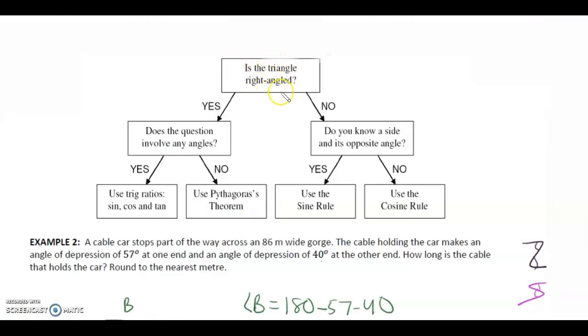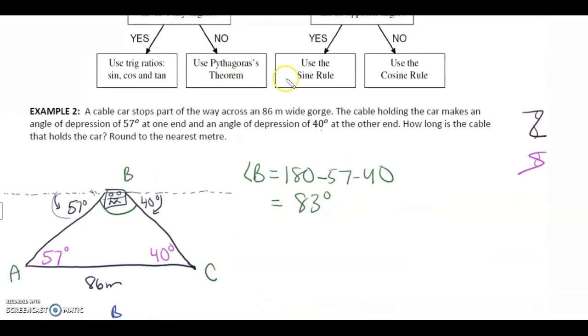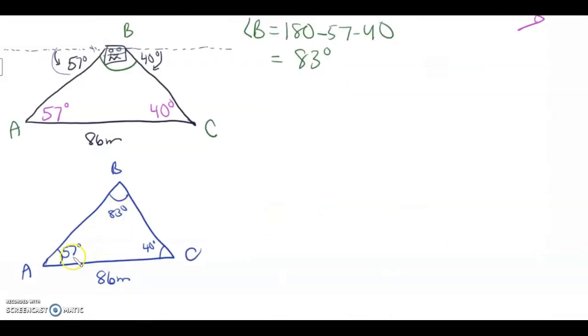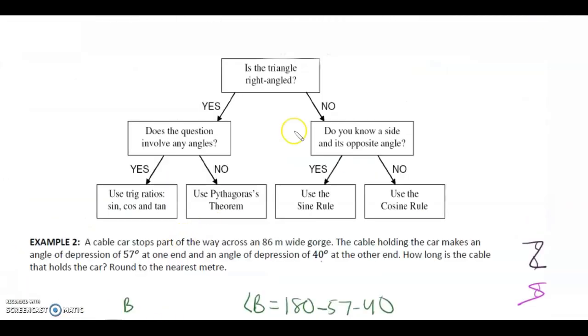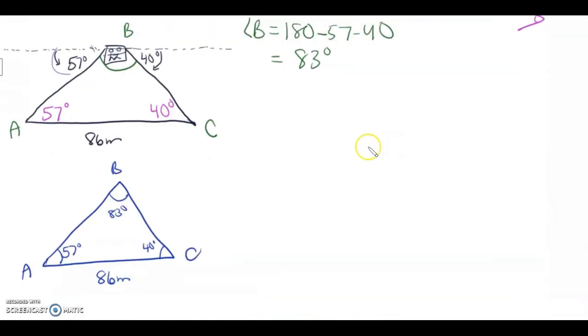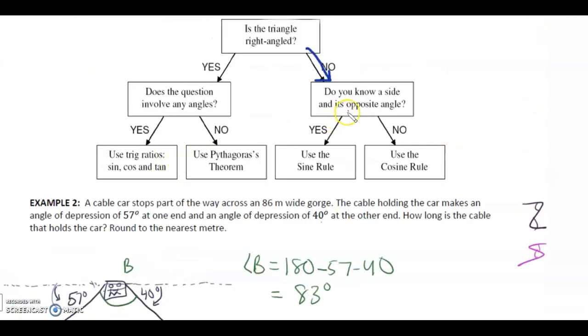So, is the triangle right angled? No, our three angles are 83, 57, and 40. So, no, it's not. Now, the question is, do you know a side and its opposite angle? Okay, let's scroll back down. I'm seeing the side 86, and we know the opposite angle. So yes, we do. Since that's a yes, we're going to use the sine rule.